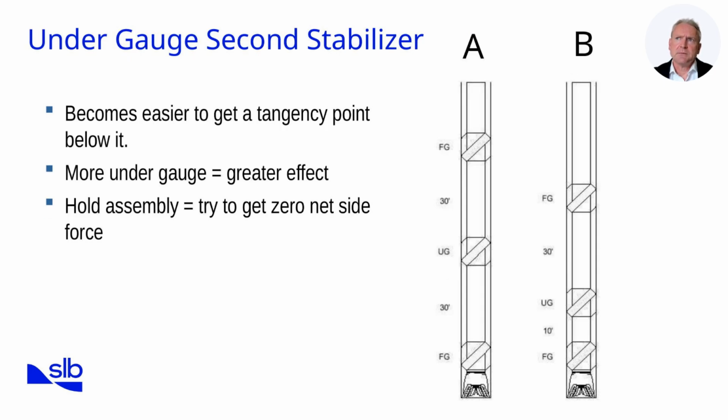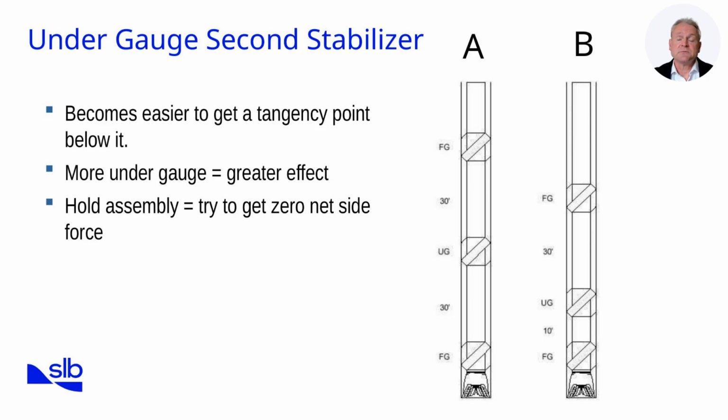If the second stabilizer is under gauge, it becomes easier to get a tangency point below it. It becomes easier to build angle. The more under gauge, the greater the effect. In holding locked BHAs, an undergauge second stabilizer is usually deliberately included in the BHA. The objective is to reach a condition of zero net side force at the bit.